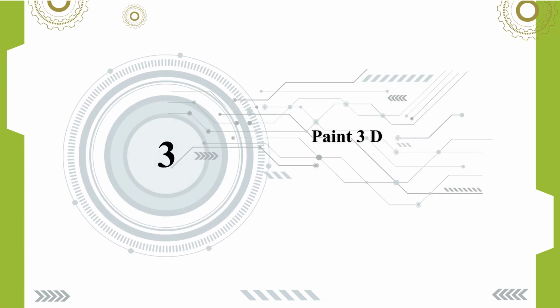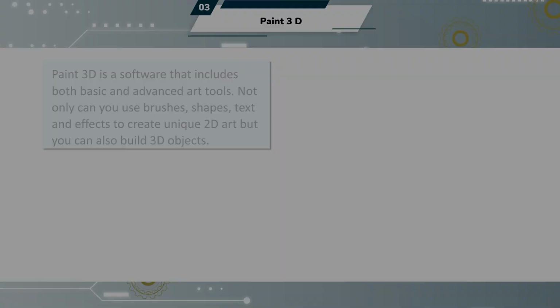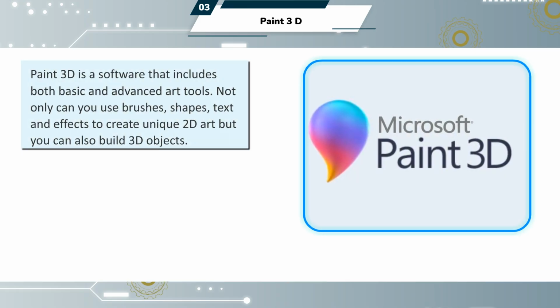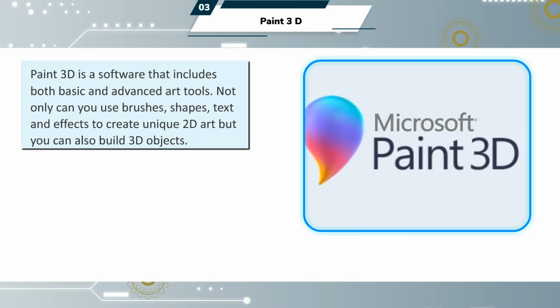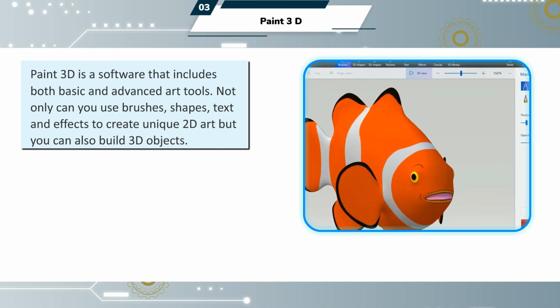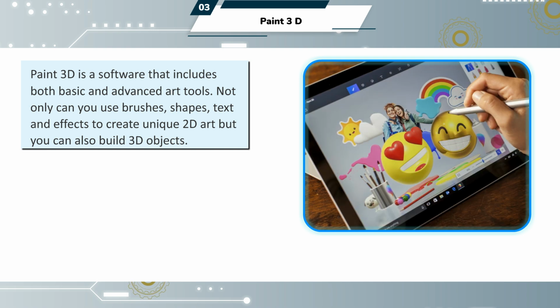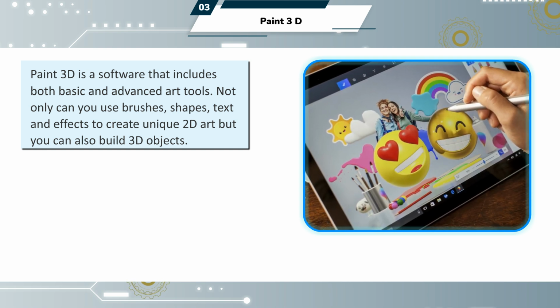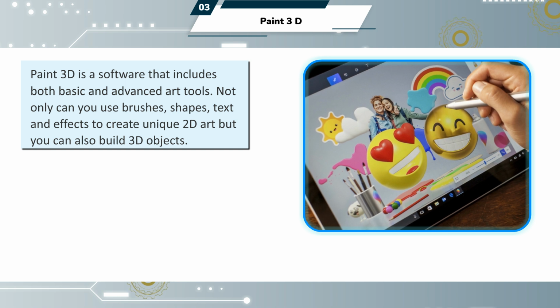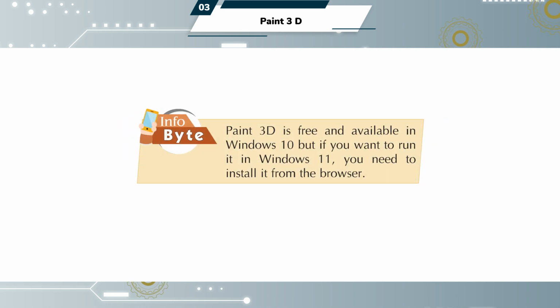Chapter 3: Paint 3D. Paint 3D is a software that includes both basic and advanced art tools. Not only can you use brushes, shapes, text, and effects to create unique 2D art, but you can also build 3D objects. Info Byte. Paint 3D is free and available in Windows 10, but if you want to run it in Windows 11, you need to install it from the browser.